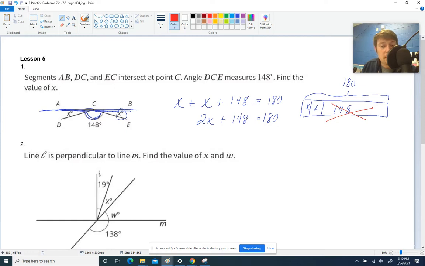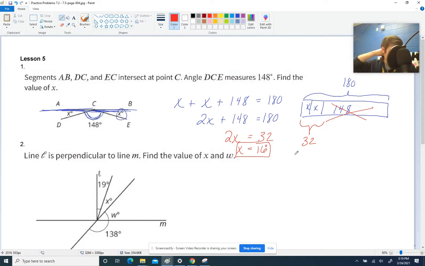2 more gives me 150. 30 more gives me from 150 to 180. So I know that the two x's are going to be worth their difference, right? When we knock that 148 off, we're finding out what the two x's are worth. So that gives me 32. And if I take two things and split them up among a total of 32, then each one is worth 16 degrees. We know that x is equal to 16 degrees for number 1.